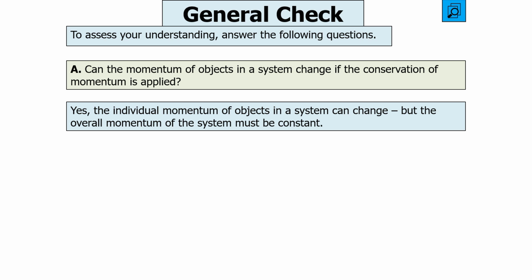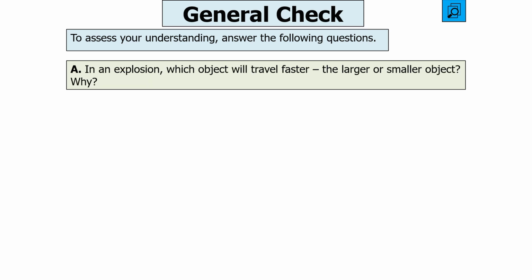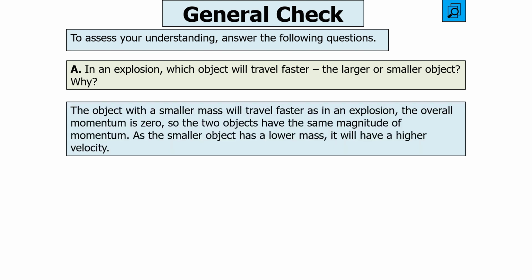In an explosion, which object will travel faster, the larger or smaller object, and why? So pause the video now, then unpause the video when you want to go through your answer. Well, the object with a smaller mass will travel faster, as in the explosion the overall momentum is 0, so the two objects have the same magnitude of momentum, just in opposite directions. So as the smaller object has the lower mass, it must have the higher velocity.